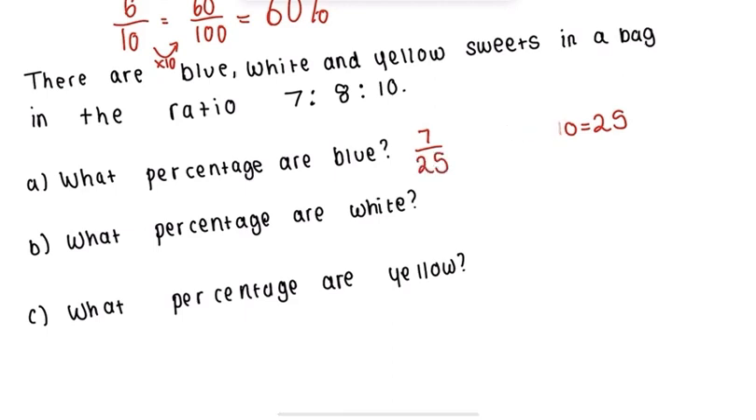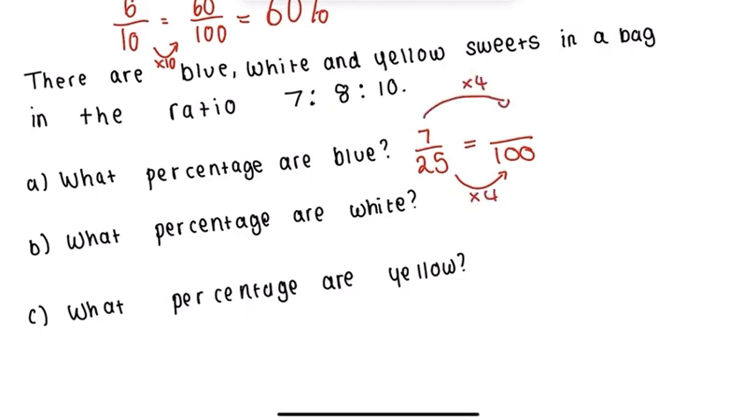So to make this a percentage, just like we did last time, we're going to make the denominator 100. So to make the denominator 100, I need to times the bottom by 4. Now, whatever I do to the bottom, I have to do to the top. So I do 7 times 4, which gives us 28. Now, 28 over 100 is just 28%. And we're going to do the same for the white and the yellow.